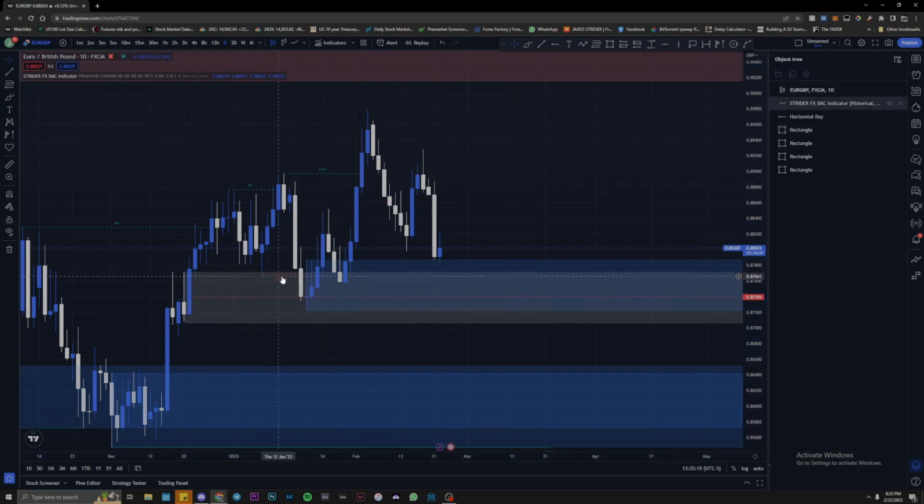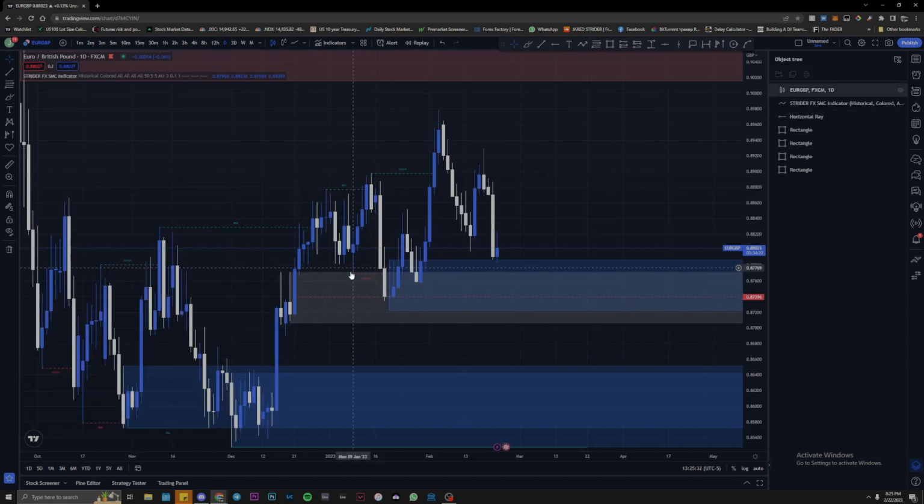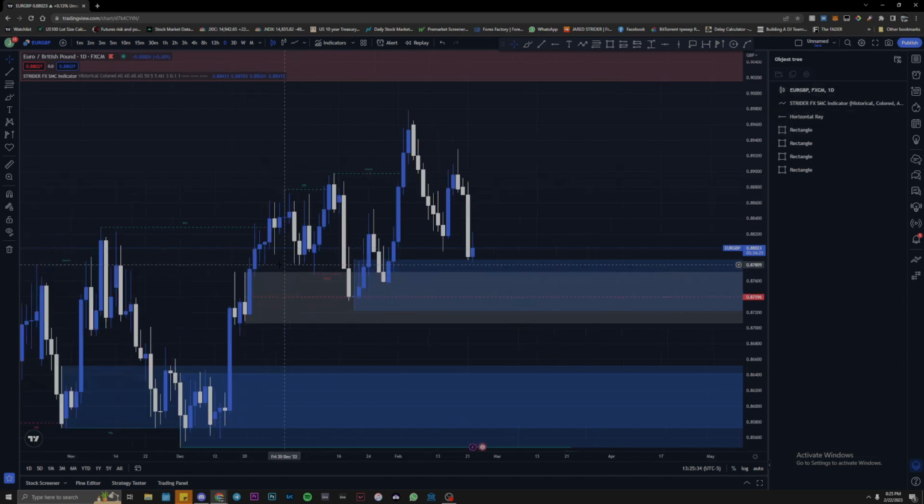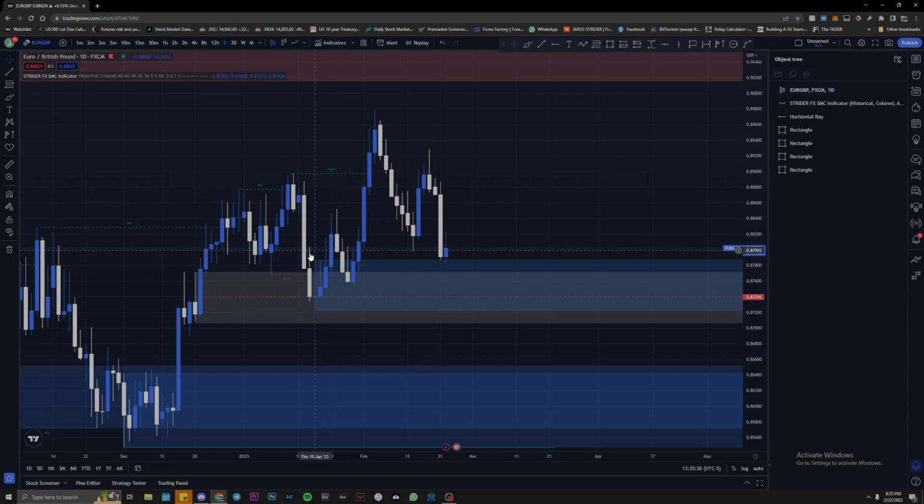So this change of character to the downside, you know what this actually is? This is them adding equal lows. You see that? This is for retail traders to go long at. Yeah, retail traders are going long. You know why? They like break, retest, support, whatnot. This is them taking liquidity but mitigating the order block at the same time.